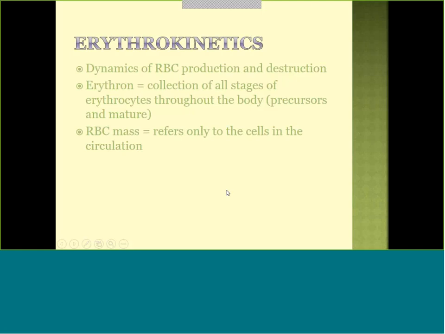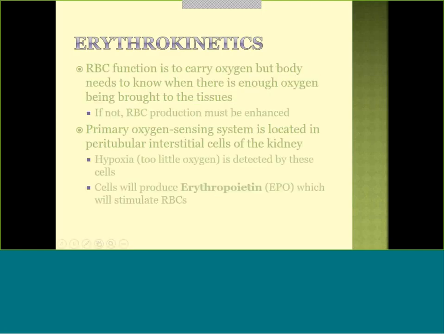All right, so a little bit on what we call erythrokinetics, and I mean little. We're just going to define a couple terms that are in this area. So if you ever hear the term erythron, this is just referring to all stages of red cells throughout the body, whereas a red cell mass is only referring to those red cells that are currently in the blood circulation. So that's just the difference. I don't really test on that. It's just FYI.